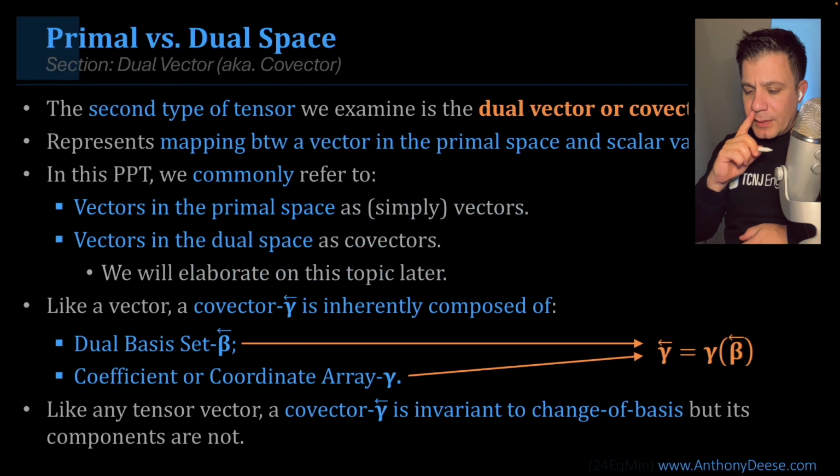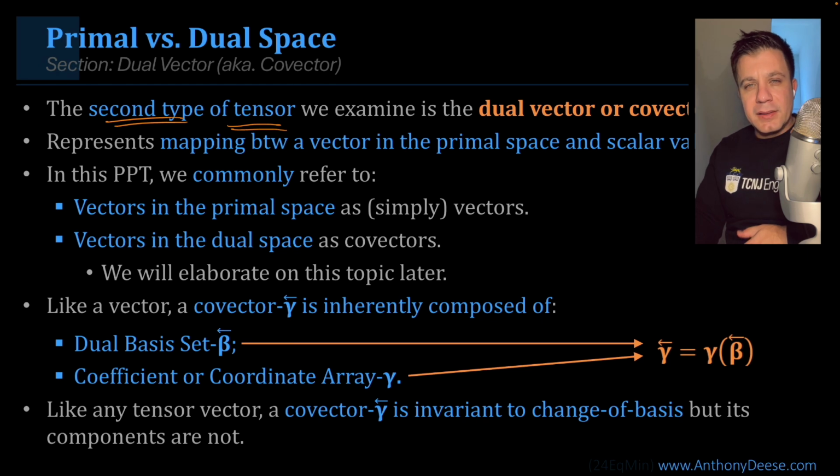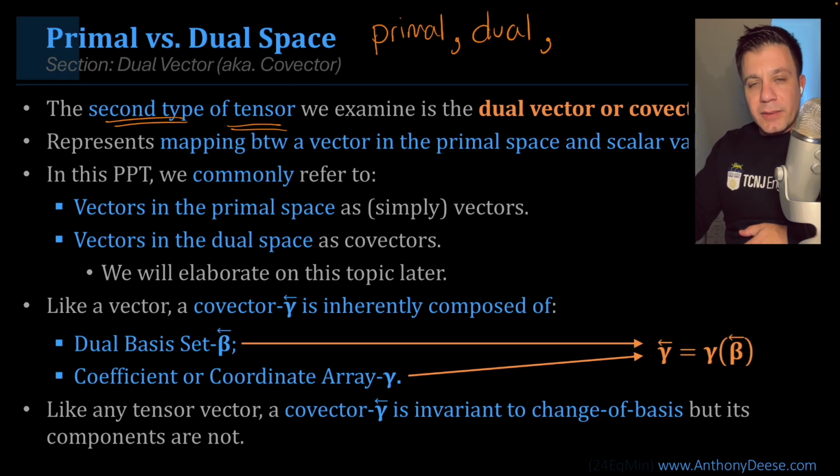Let's discuss the dual vector, which resides within the dual space. We're also going to refer to this as the covector. The dual vector, or the covector, is the second type of tensor that we are going to examine in this online course, this online set of lectures. Previously we had discussed the primal vector. That was the first type of tensor that we examined. Now we're looking at the dual vector.